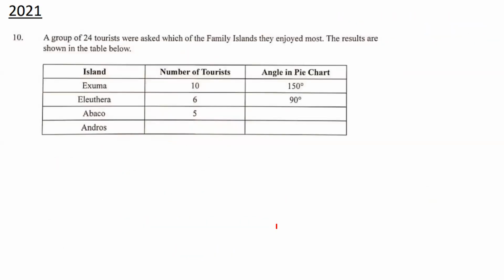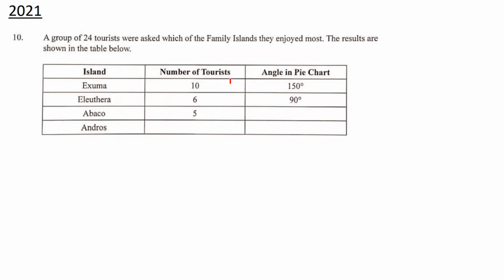Here we have a pie chart question. The question says a group of 24 tourists were asked which of the following islands they enjoyed the most. The results are shown in the table below. 10 tourists out of the 24 surveyed said that they enjoyed Exuma the most. Six said that they enjoyed Eleuthera the most. 5 said that they enjoyed Abaco the most. We do not know how many enjoyed Andros the most.